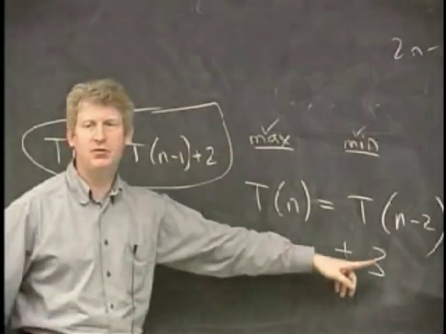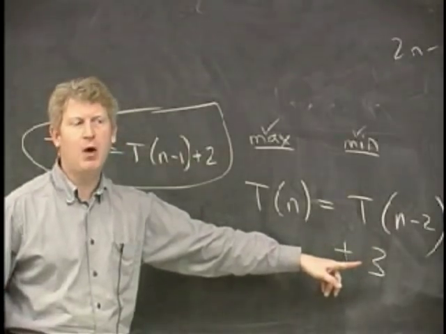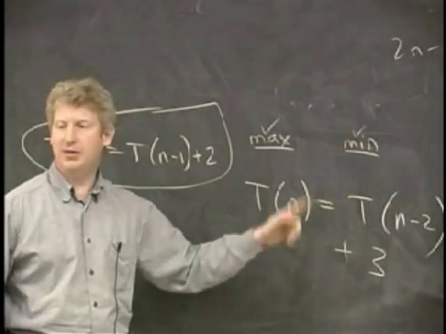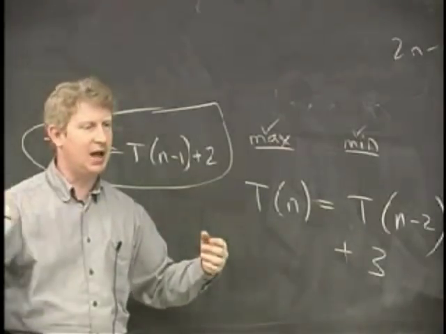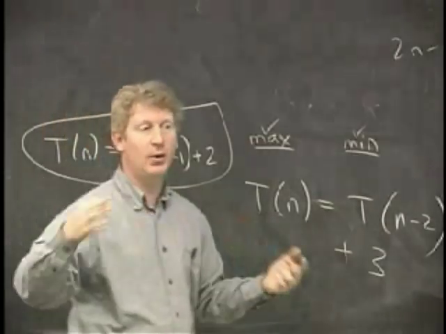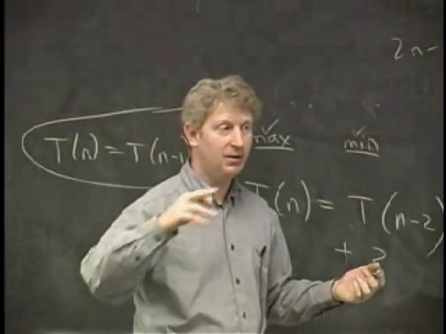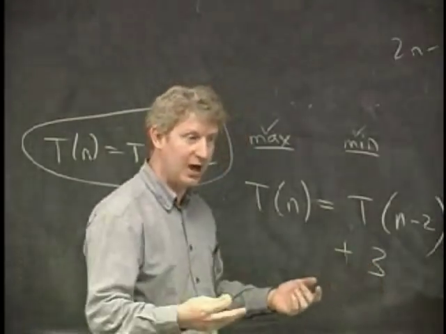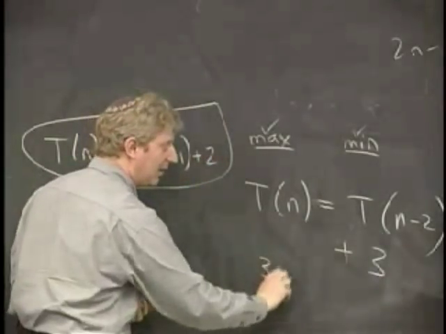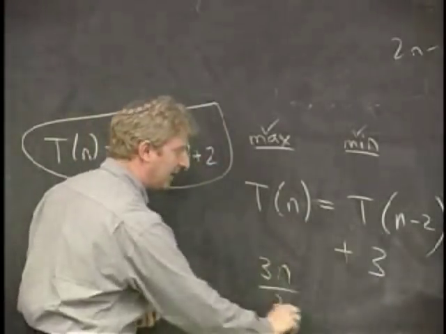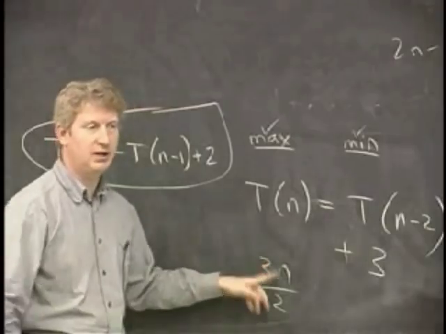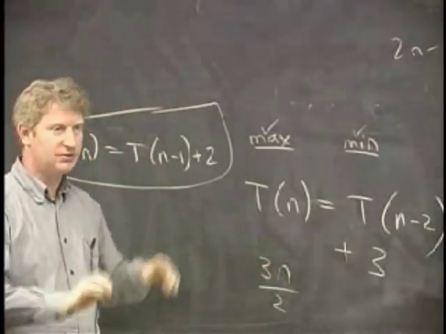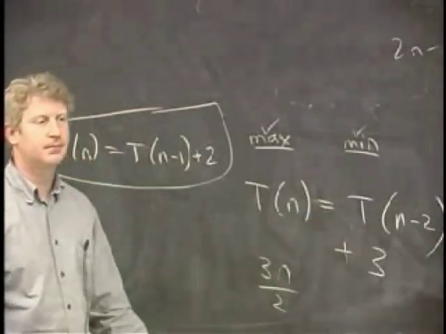What are you going to get when you finish this? 3 halves n. About 1.5n. You're adding 3, but you take away 2 every time. So how many times can you take away 2 till you get down to n? About n over 2 times. And you're adding 3 every time. So this ends up being about 3n divided by 2. About. You can calculate the minus 1 here precisely if you go through it.